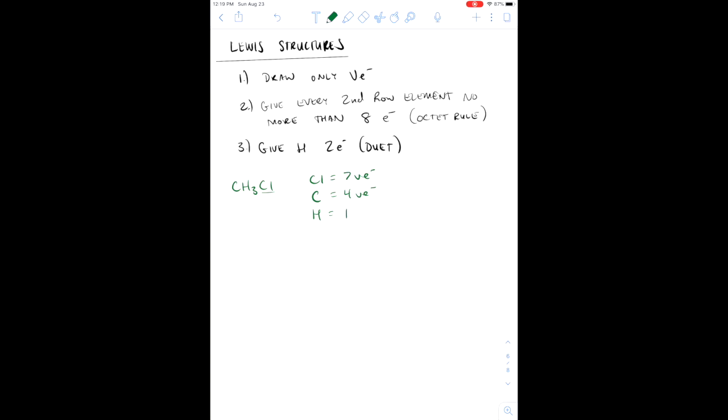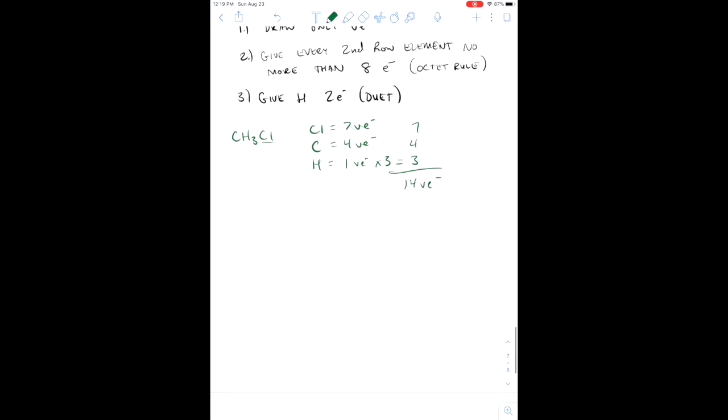And basically what you want to do is tally up the number of valence electrons that each of these atoms brings in. So chlorine brings in 7, carbon 4, hydrogen 3, and so we sum that up and it gives us 14 valence electrons. Okay, now we know that we're basically doing accounting right now. We're doing inventory to see how many valence electrons we can use to make our bonds in chloroform.